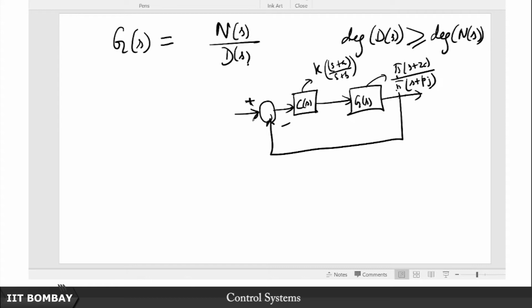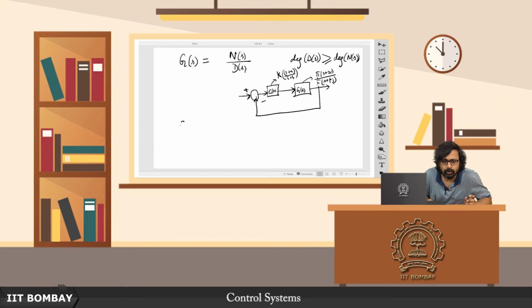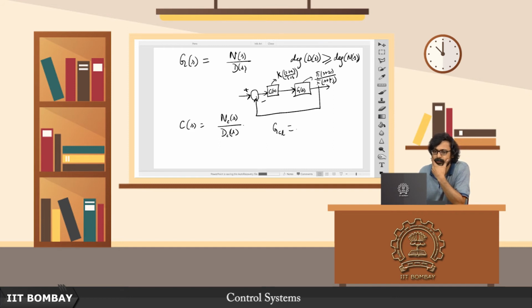What we are interested in is, for a particular choice of k, whether this is going to be stable. So, let us say our controller is given by N_C(s), also a rational transfer function, upon D_C(s). How does this help? Now, what is the closed loop transfer function? Let us just cast our attention to that. The closed loop transfer function is going to be GC upon 1 plus GC. Of course, I am omitting the s again for brevity, you understand it is a function of s.